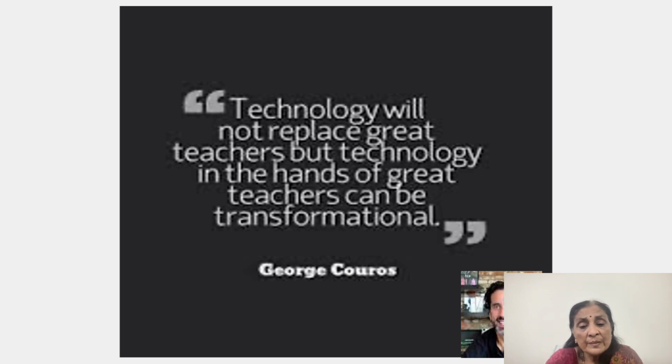Now, a very famous educator who educates on innovative teaching learning, George Couros, said, technology will not replace great teachers, but technology in the hands of great teachers can be transformational.